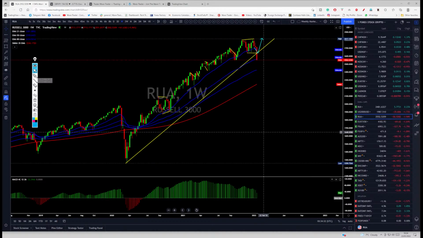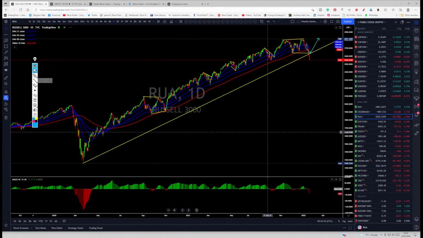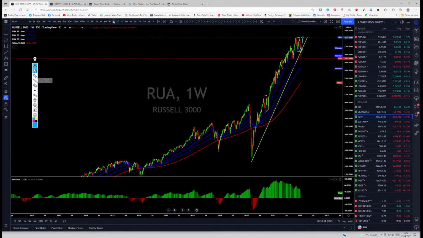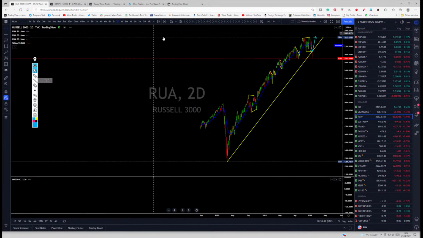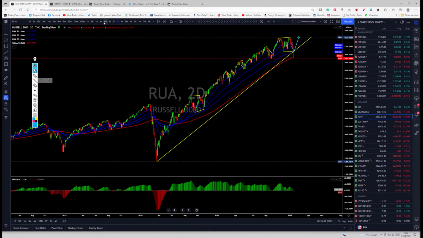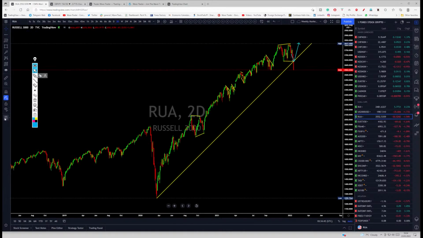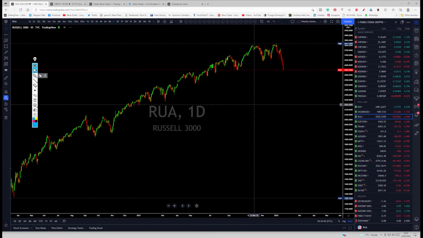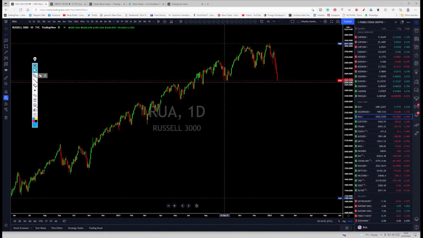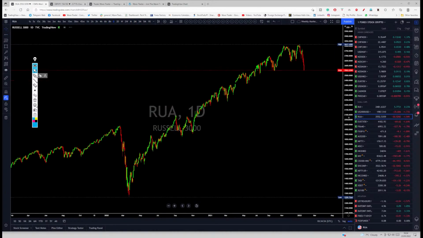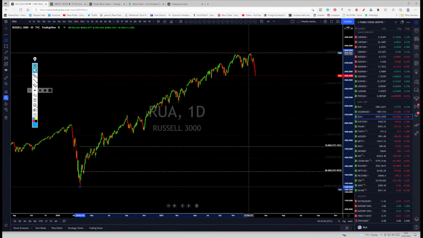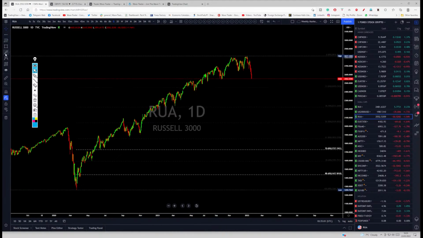So Russell 3000 is also very much similar to that. All right, so weekly is very far away, right? So if I'm gonna remove that, let's pull out the 38%. Right, so 38% is far away, but keep that in mind. Okay, price can visit that 38%.